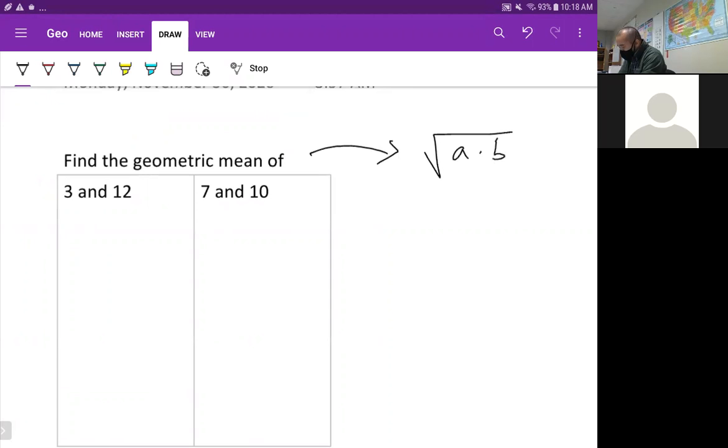So over here, it'll be the square root of 3 times 12. 3 times 12 is 36. Square root of 36 is 6. That's the answer.